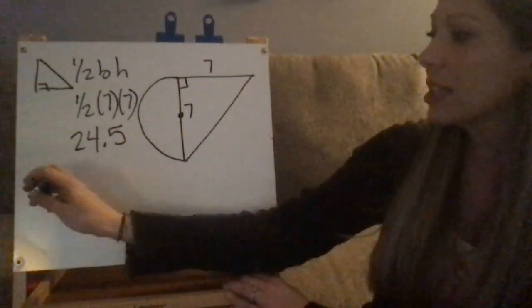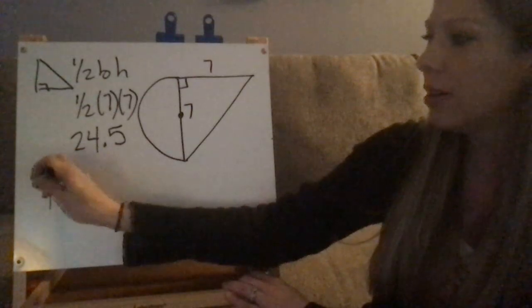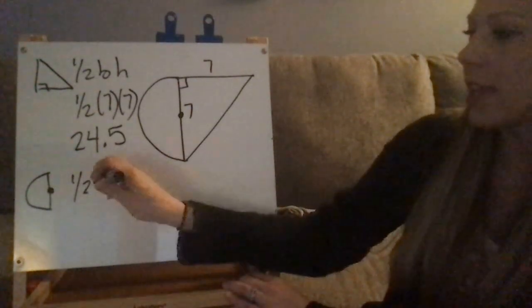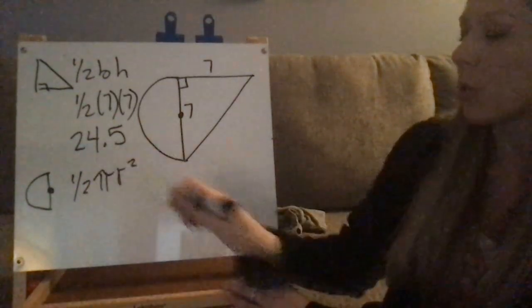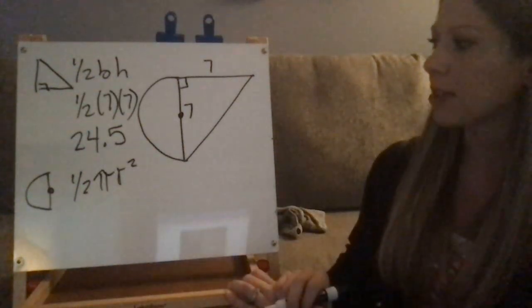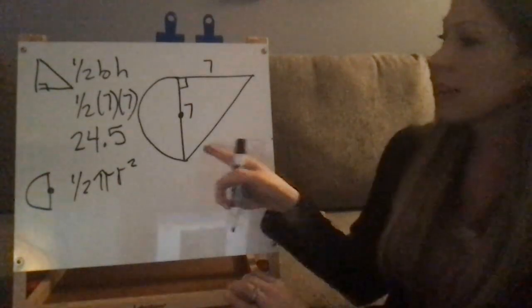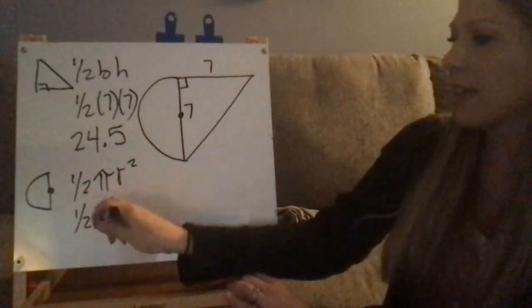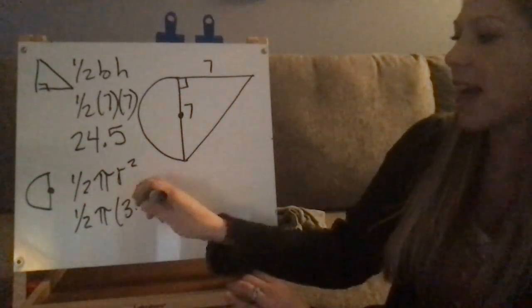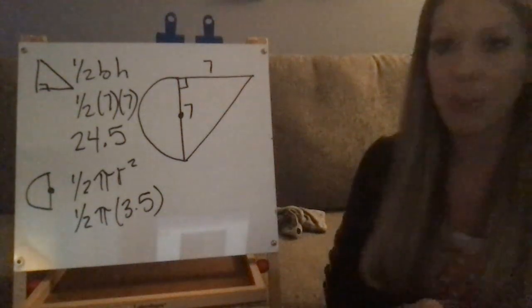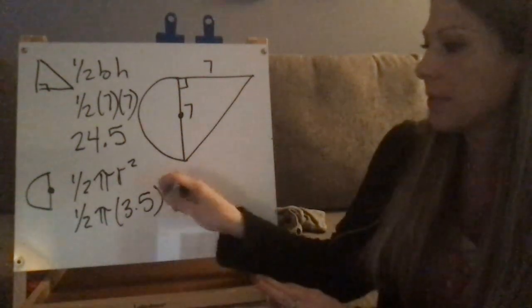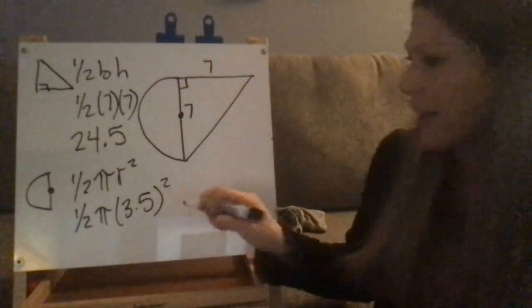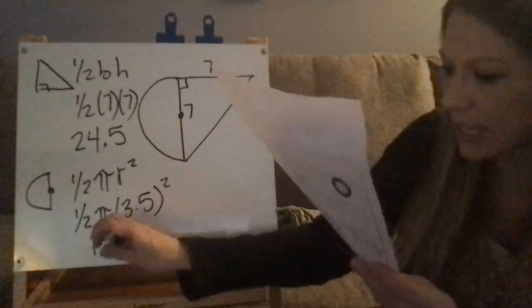And then we've got the circle, we've got half of a circle. So we can find the area of the whole circle and divide by 2, or 1/2 pi r squared. Our diameter is 7, which means our radius is 3.5. So we're going to take 3.5 squared, times pi, divide that by 2, and I have that that's about 19.2.